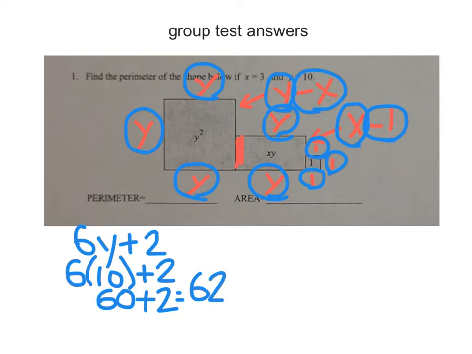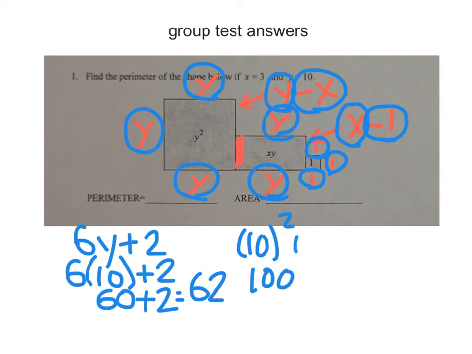Now let's calculate area. Well, area would be the 3 shapes, total area added together. The big square, y squared, would be the area. Well, y squared is going to be 10 squared, which is 100.